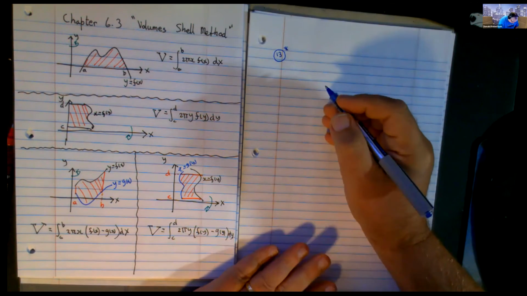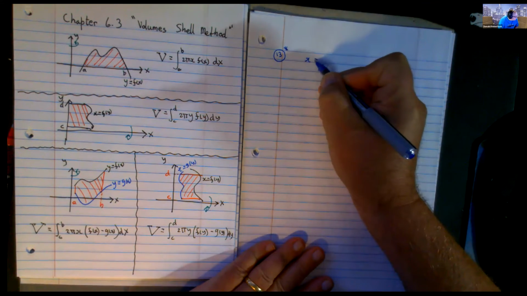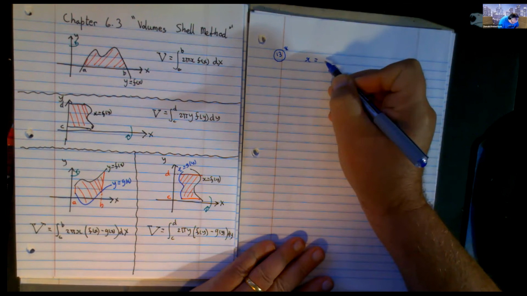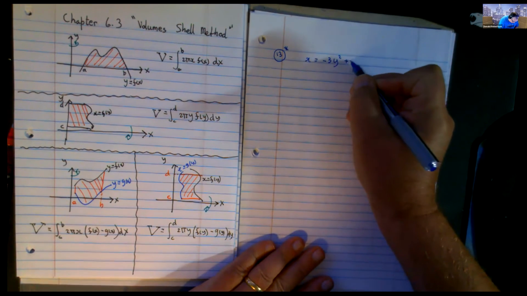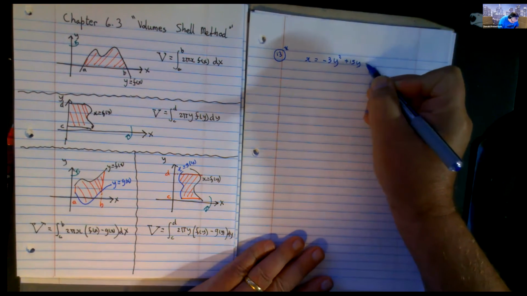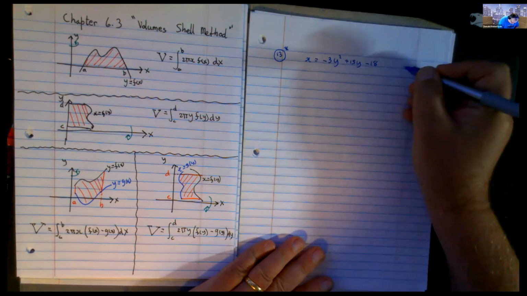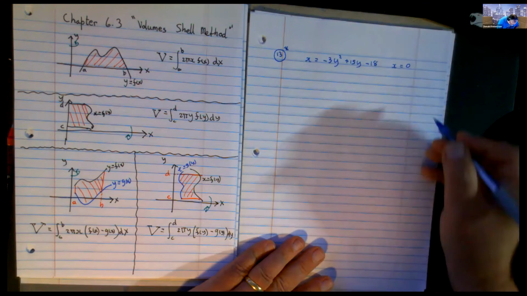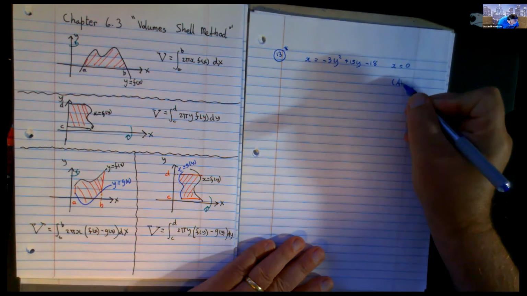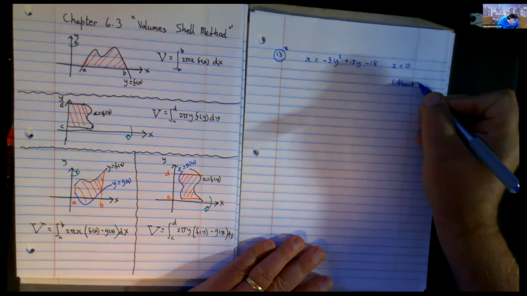And the curve is -3y squared plus 15y take away 18. And it's x equals 0. And the whole thing is going to be rotated about the x-axis.